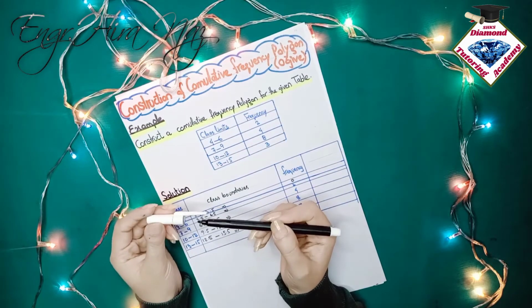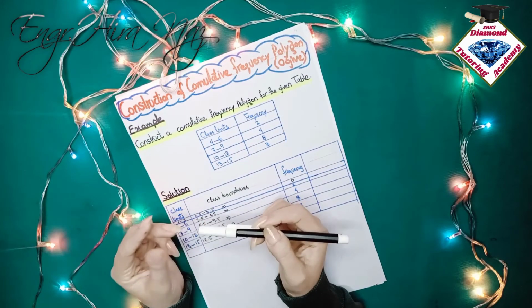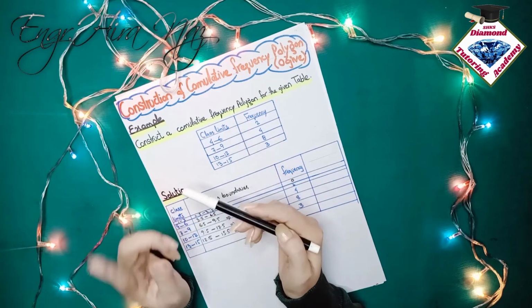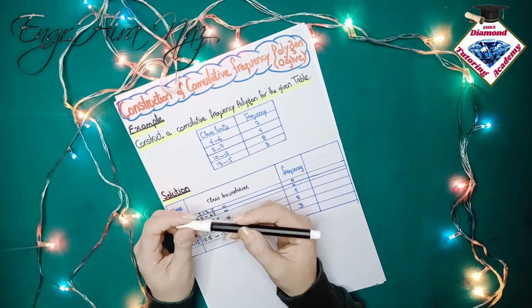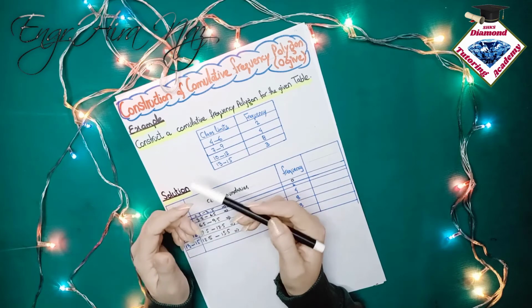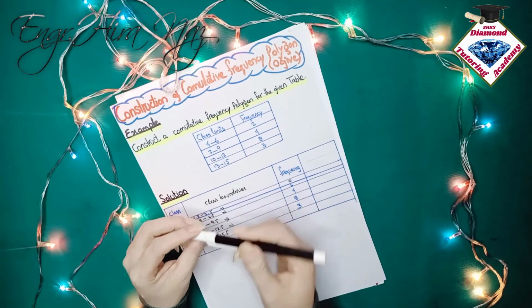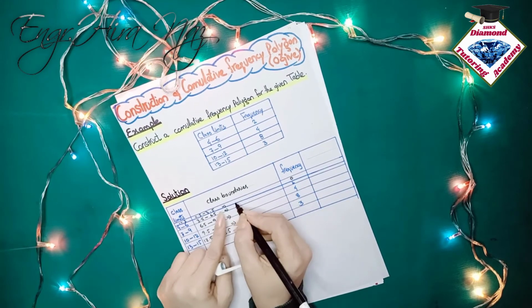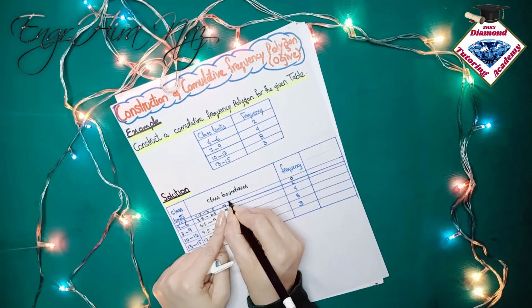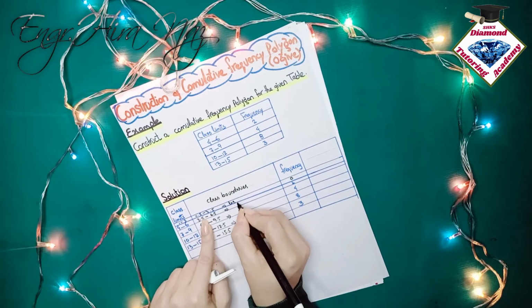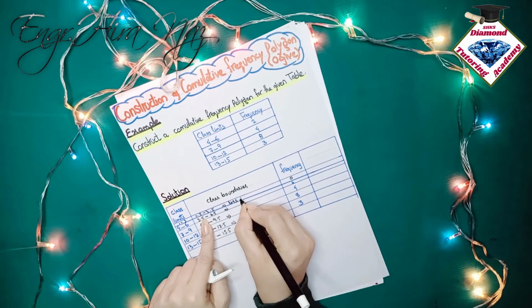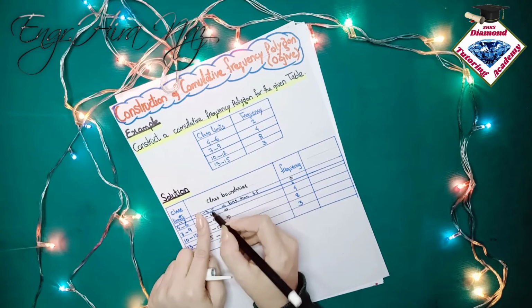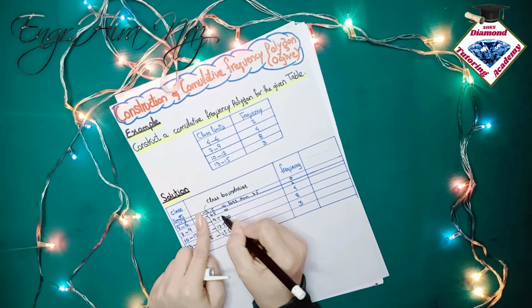We are done with class boundaries. If you want to learn how to create class boundaries for class limits, then click the link given in the I button and watch my past video where I have explained in detail. Understand? Now next we have to write less than limits. How do we write them? First class contains values less than 3.5. You have to list these values here.